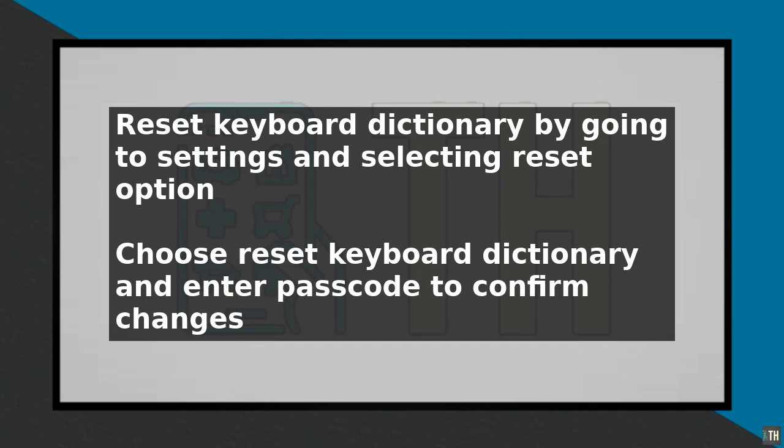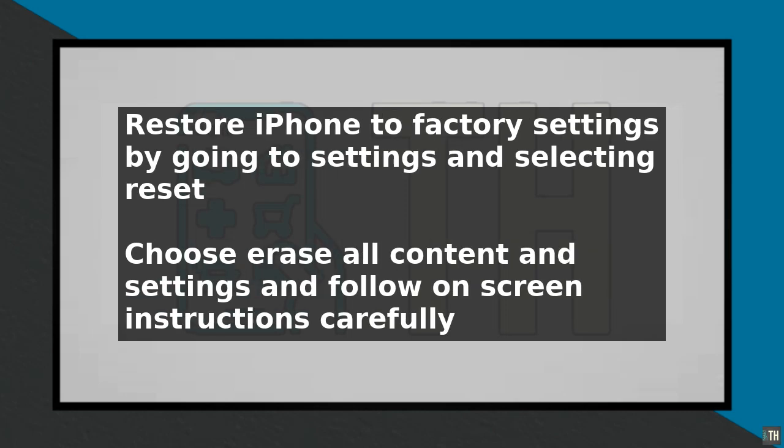In some cases, a faulty keyboard may be due to a third-party app. To troubleshoot this, try restarting your iPhone in safe mode. To do this, press and hold the sleep-wake button and the volume down button at the same time. Then release the sleep-wake button but continue to hold the volume down button until your iPhone restarts. If the keyboard works in safe mode, it is likely that a third-party app is causing the issue.